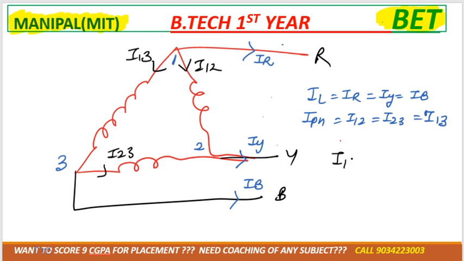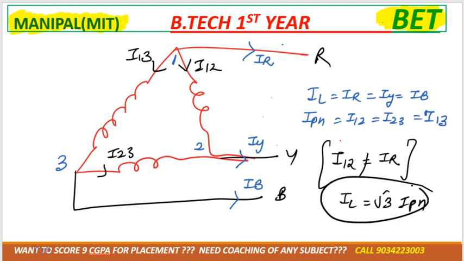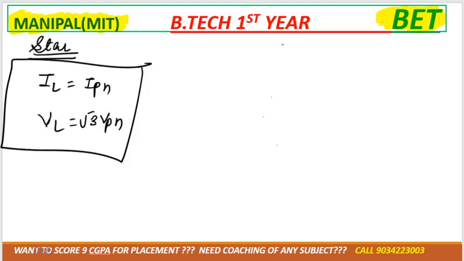Now tell me, must I12 be equal to IR? Yes or no, according to you? So they are not equal. Again, there is a relationship that IL is equal to √3 IPH. Derivation, you don't need to go into detail. That's why I'm not telling you the derivation, because in Manipal they'll never ask. So this is the case of star connection and delta connection. In the delta connection, voltage is equal, basically how will you remember?